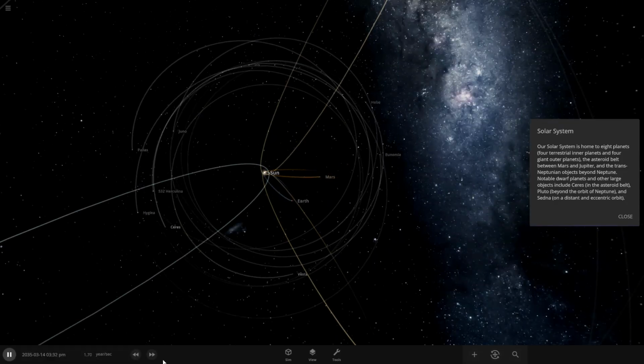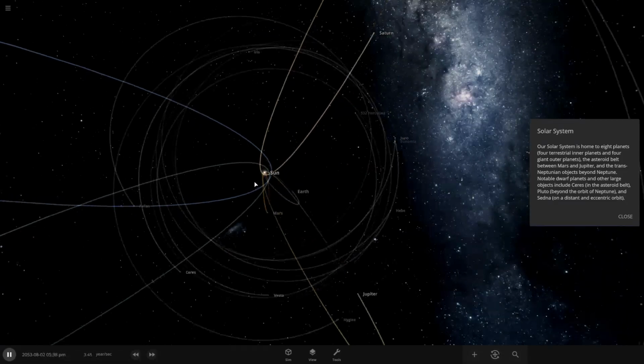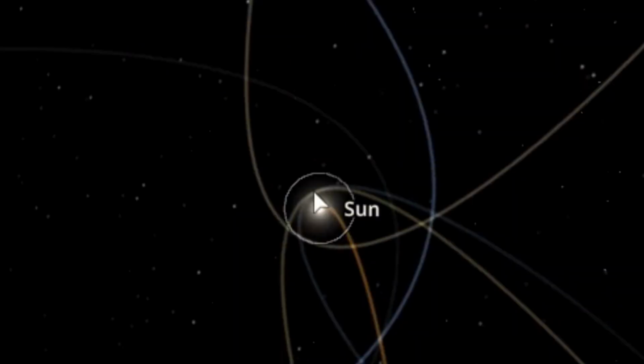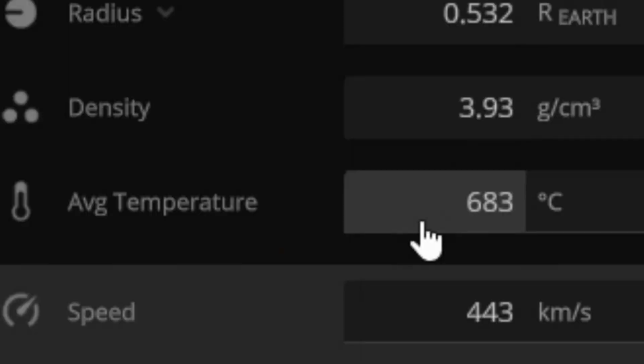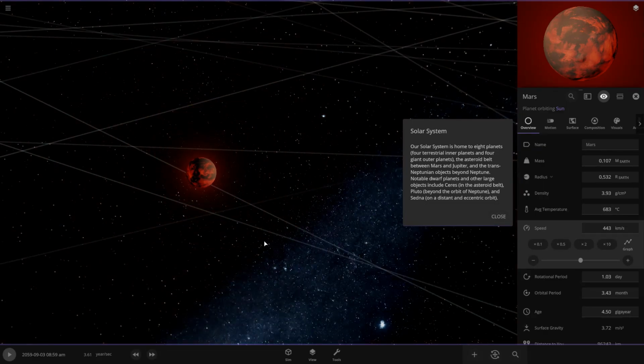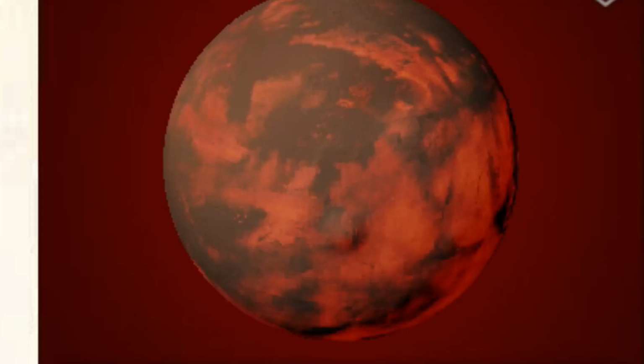Actually, Mars and Earth might be fine. Yeah, they're cool. Oh, Mars has found a new orbit. Mars has found a new, very spicy orbit. I think it's a little warmer now. But too warm. Shoot. I think I might have overdone it a bit with the terraforming.